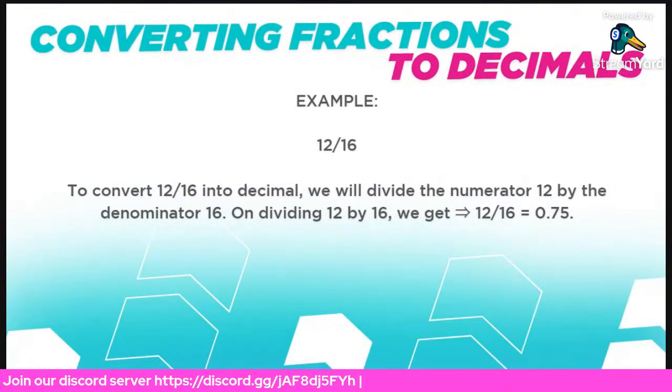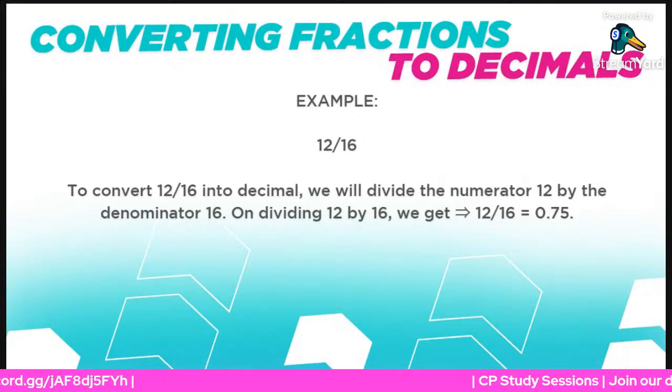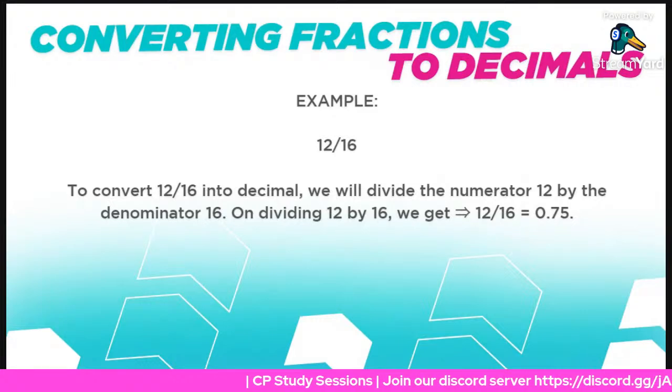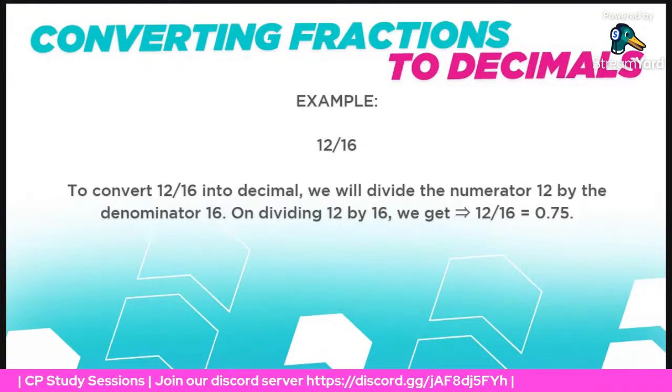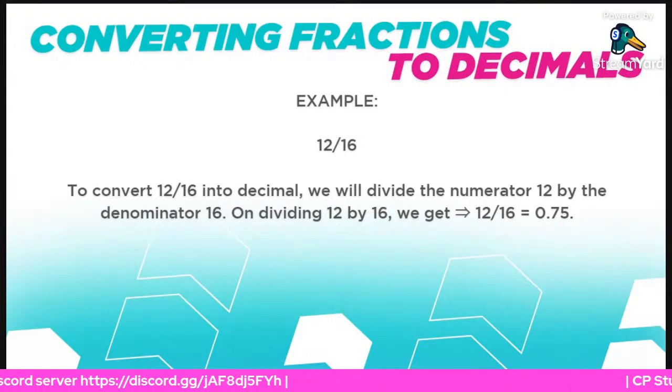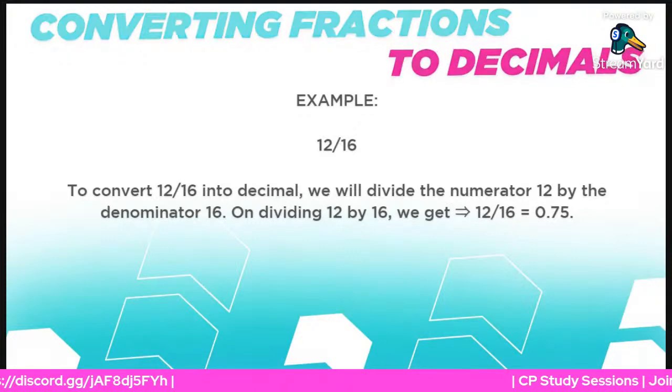We'll have another example now. We'll use the given 12 over 16 to be converted. So to convert 12 over 16 into decimal, we'll divide the numerator 12 by the denominator 16. On dividing 12 by 16, we get 0.75. So same lang sila ng process.